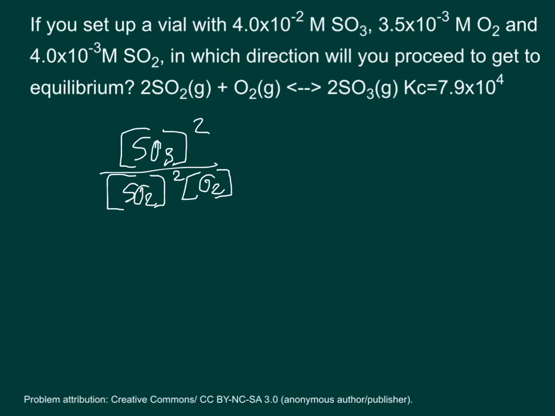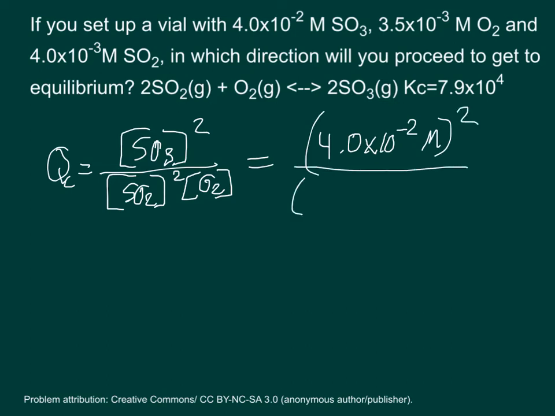Alright, so that's going to be equal to Kc when we're at equilibrium, but in this case we don't know that we are. So you write this Qc, the reaction quotient, basically think of this as a stand-in for K until we find out where we actually are. So all we're going to do is insert these values into here. For the SO3 we'll do 4.0 times 10 to the negative second molar squared. We're going to divide that by SO2, which is 4.0 times 10 to the negative third squared, times the O2, 3.5 times 10 to the negative third.